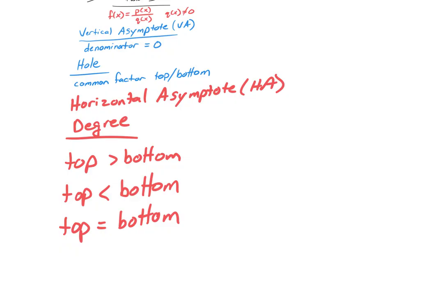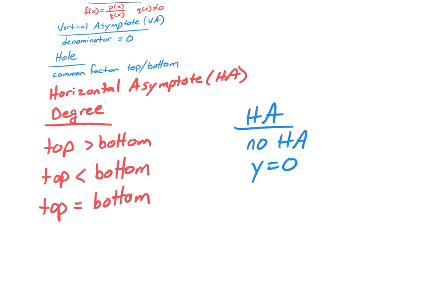Okay, if the top is bigger than the bottom, then there will not be a horizontal asymptote. So we would say there's no horizontal asymptote. If the top is less than the bottom, the horizontal asymptote is y equals 0, otherwise known as the x-axis. So your x-axis would be the horizontal asymptote. It's going to be going across like this. This is the equation for it, but we know it as the x-axis.